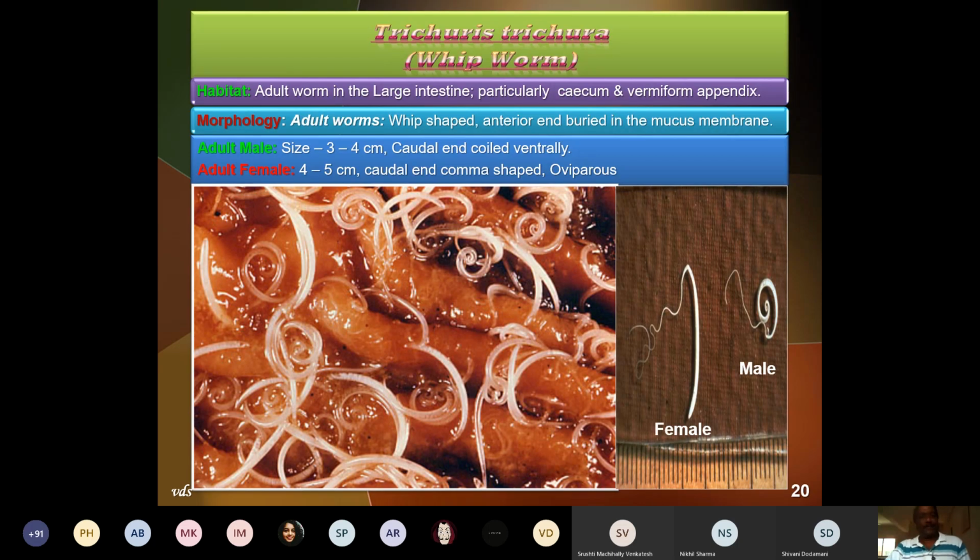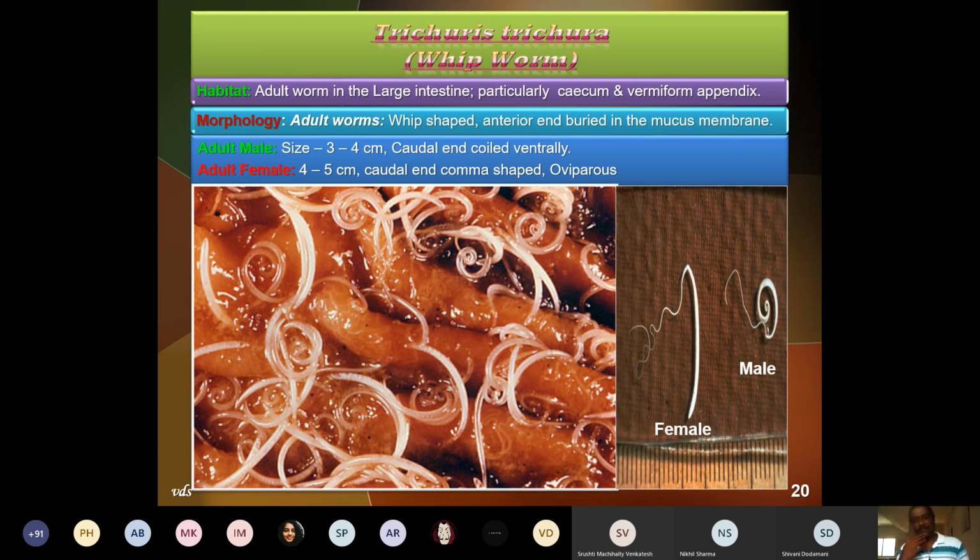Again here, the adult worms are present in the large intestine, particularly the cecum and the vermiform appendix. These adult worms are commonly called whipworms. Understand the size first. On the right side, the excised adult male and female have been shown.